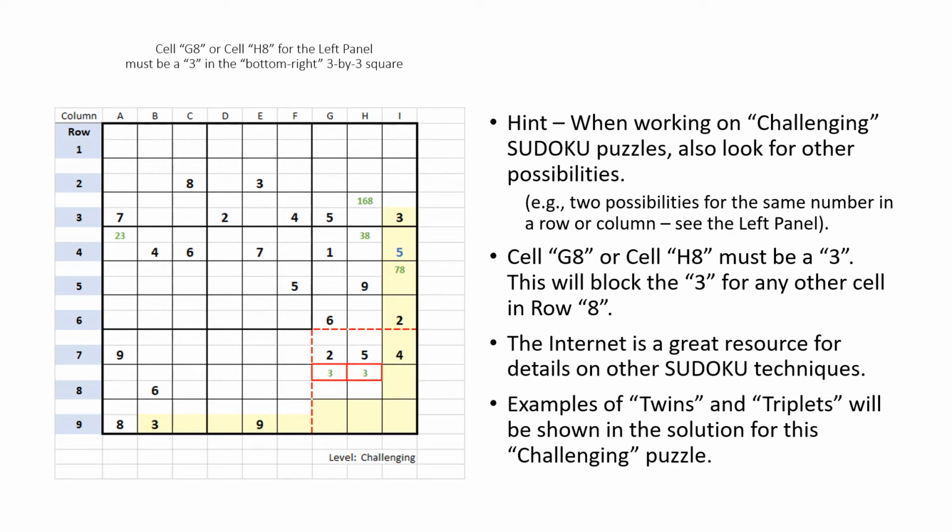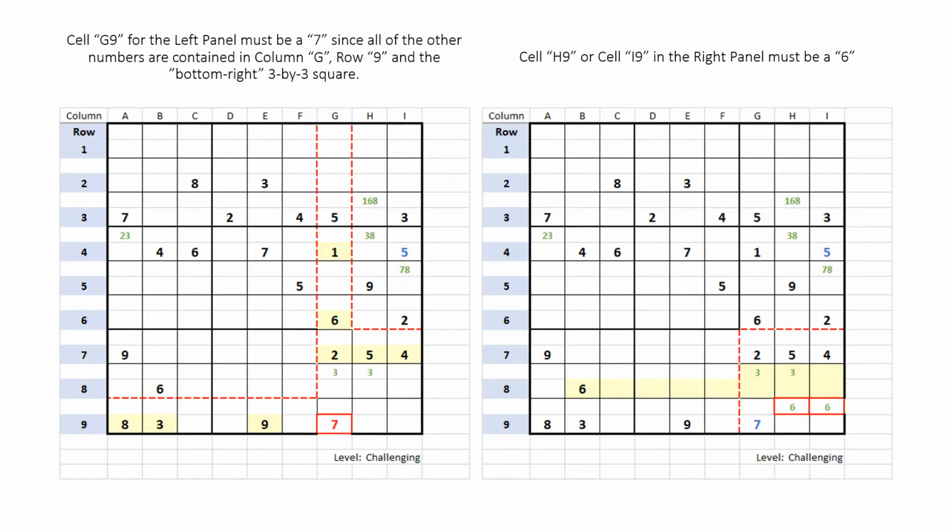The internet is a great resource for details on other Sudoku techniques. Examples of twins and triplets will be shown in the solution for this challenging puzzle. Cell G9 for the left panel must be a 7, since all of the other numbers are contained in column G, row 9, and the bottom right 3x3 square.